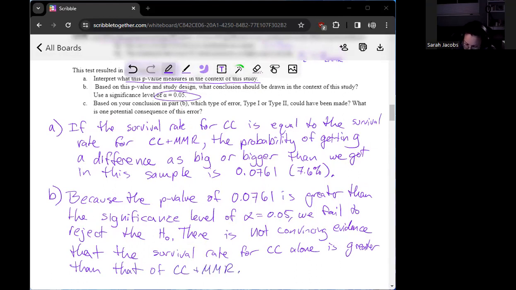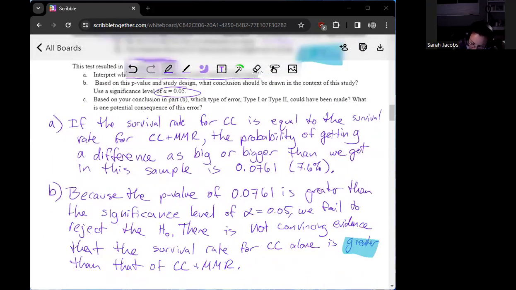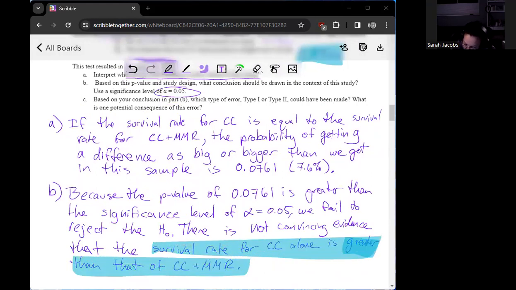And so again, that is greater than because this is what it was. So this is basically our alternative hypothesis. That's always that second part, that second sentence. And then because the p-value is greater than alpha, we fail to reject the null. There is not convincing evidence. Things always go together.